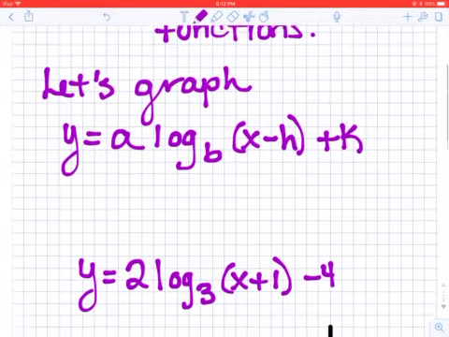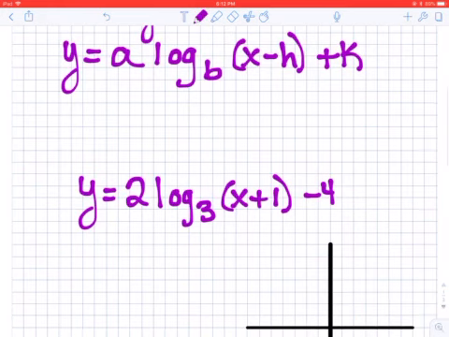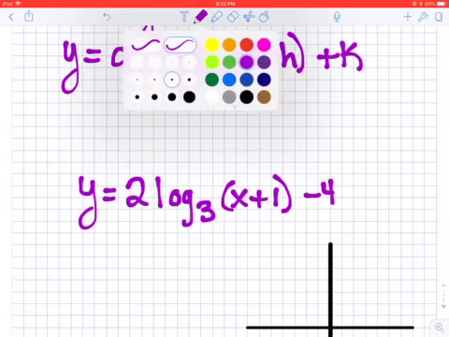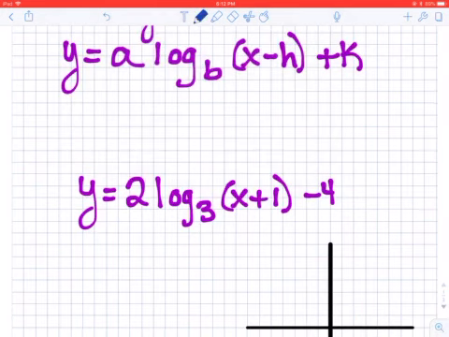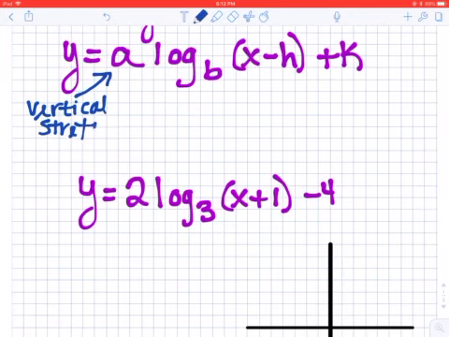Alright, so let's talk about the transformation form here. So the first thing is we want to identify all these pieces, and there's nothing different than any of the other transformations that we've done. So let's talk about A. A, if you recall, is always our vertical stretch. Alright, so we're going to be looking for a vertical stretch.